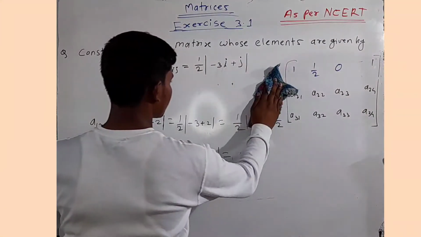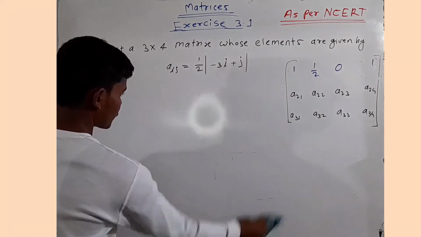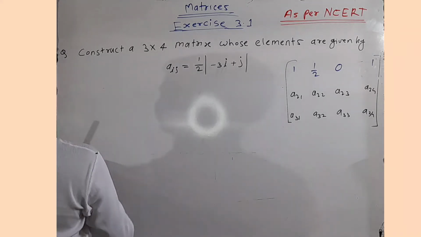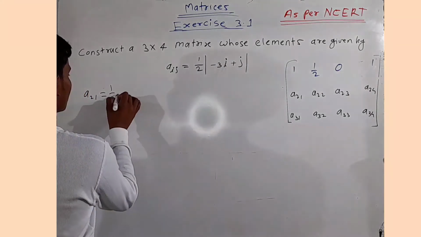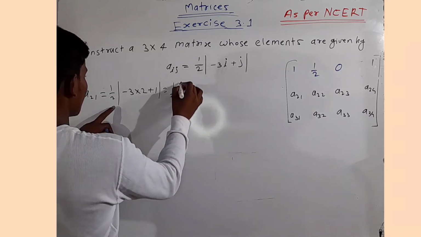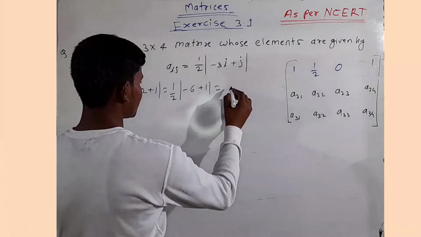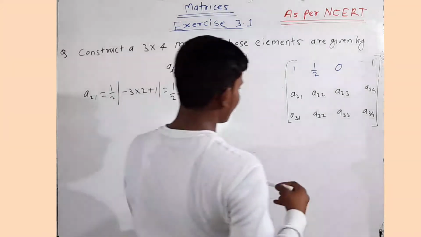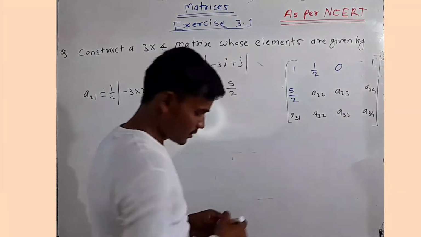Then next, A21 equals 1 by 2 minus 3 into 2 plus 1, which equals 1 by 2 minus 6 plus 1 equals minus 5, that is 5 by 2. So the value of A21 is 5 by 2.